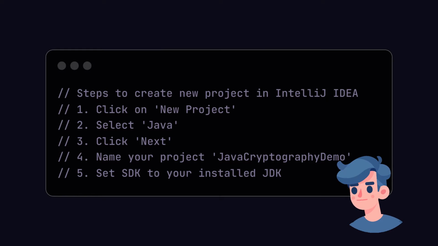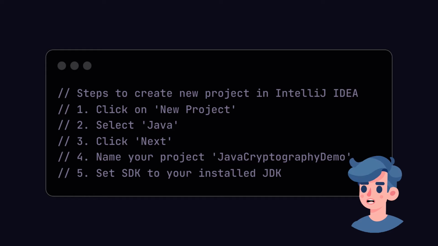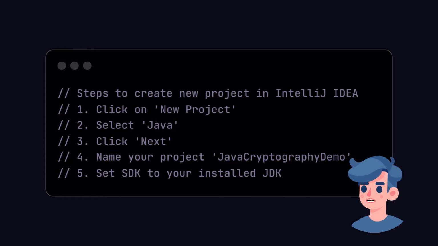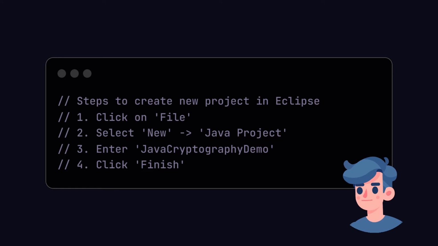Once your IDE is set up, create a new Java project. Let's name our project Java Cryptography Demo. Open your IDE and follow these steps. For IntelliJ IDEA, select New Project from the welcome screen, choose Java, and click Next. Name your project Java Cryptography Demo, and specify the SDK as your installed JDK. For Eclipse users, select File, New, Java Project, enter Java Cryptography Demo as the project name, and click Finish.